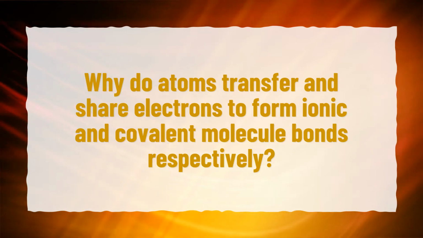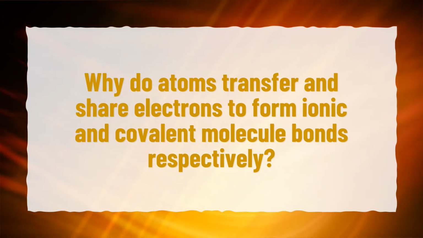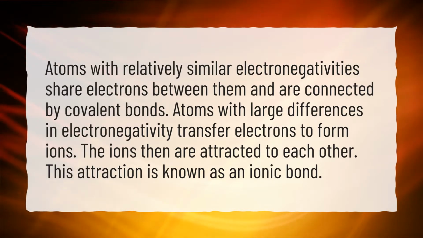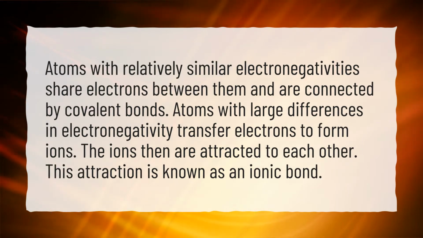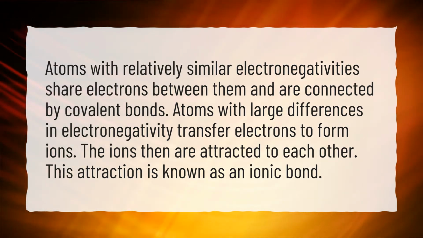Why do atoms transfer and share electrons to form ionic and covalent molecule bonds respectively? Atoms with relatively similar electronegativities share electrons between them and are connected by covalent bonds. Atoms with large differences in electronegativity transfer electrons to form ions. The ions then are attracted to each other. This attraction is known as an ionic bond.